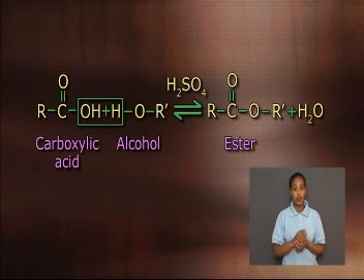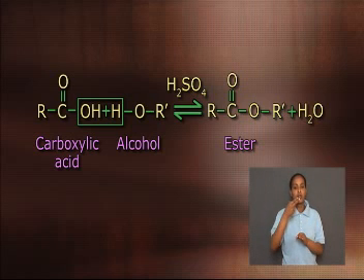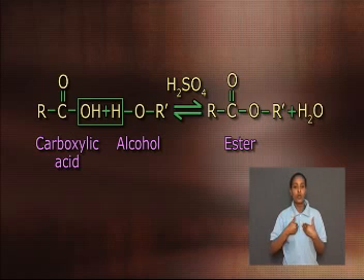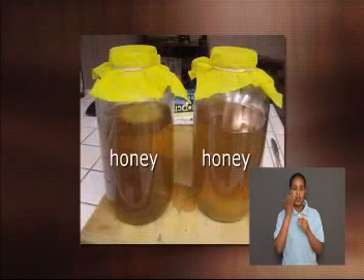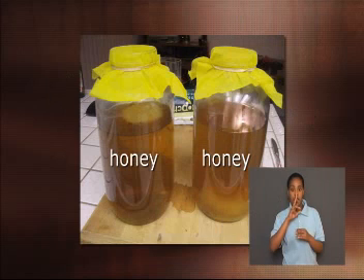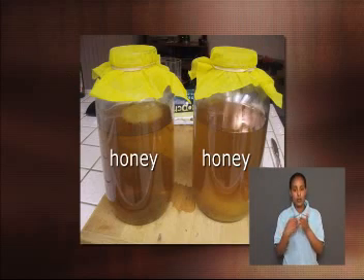One of the important reactions of carboxylic acids involves the replacement of hydroxyl group by an alkoxy group to form esters as products. In this reaction, carboxylic acids are heated with alcohols in the presence of concentrated sulfuric acid. The reaction is called esterification. It is used to add flavor to commercial products such as wine and honey.